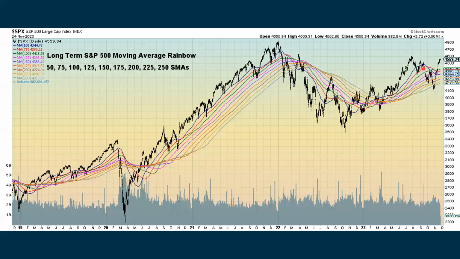Then some long-term charts. Here's the long-term rainbow going from 50 periods up to 250 periods. And we're breaking out above all of the lines in the rainbow. And this is starting to turn back up. Even when we were going down, yeah, the top areas started to roll over a bit, but the integrity of this rainbow longer term didn't really lose its composure.